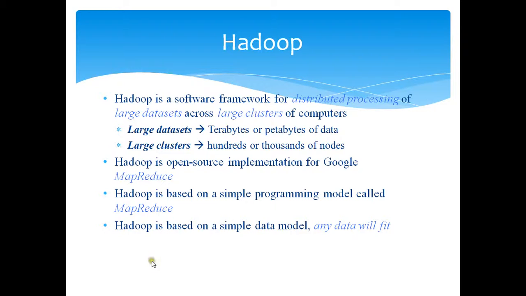To process this type of huge data, Hadoop is used. Hadoop is one of the most efficient tools to process data from huge clusters of data. Hadoop is an open source implementation of Google's work. Google implemented it first under the name MapReduce, and later Yahoo developed it. Hadoop is based on a simple data model called "any data will fit." Any data can fit, meaning different types and formats of data, like videos and photos.